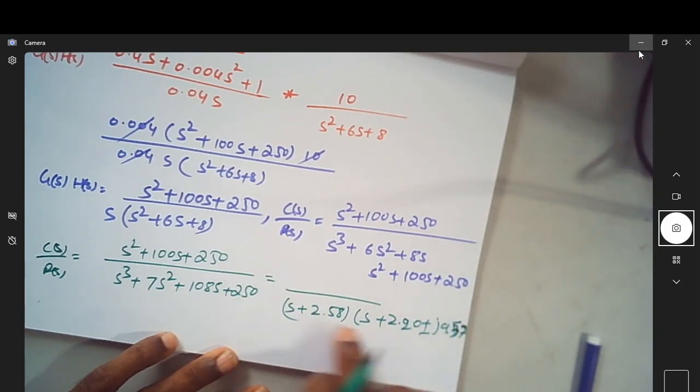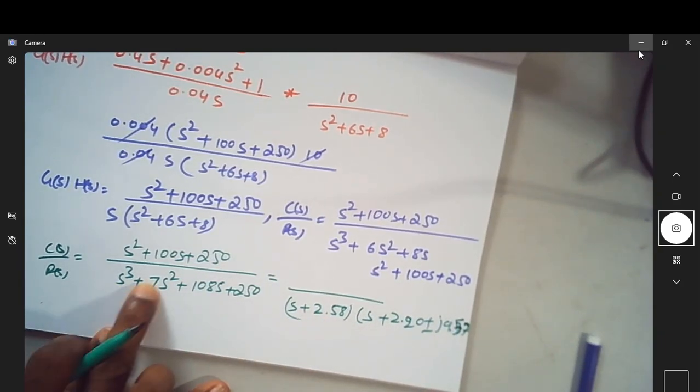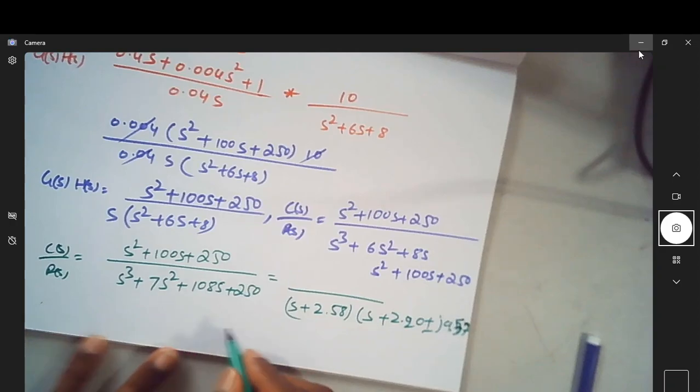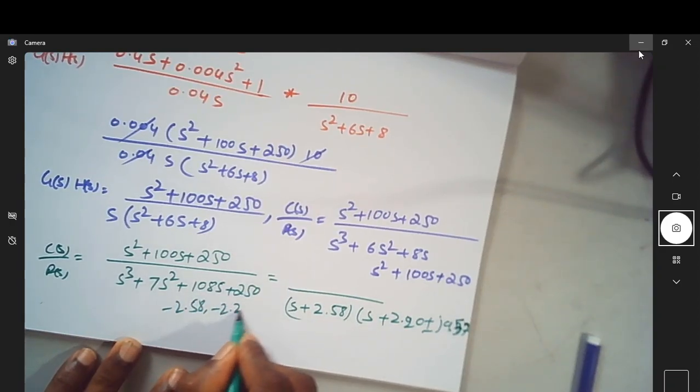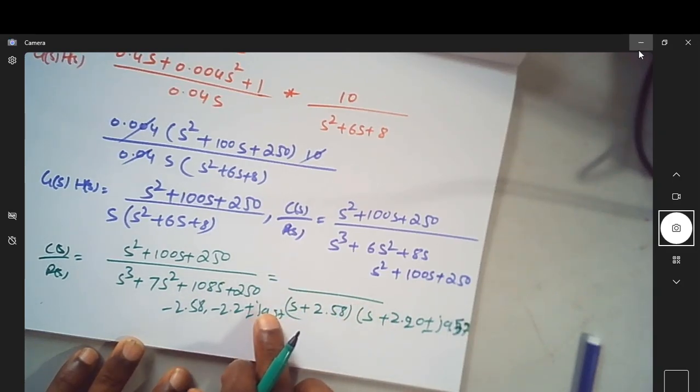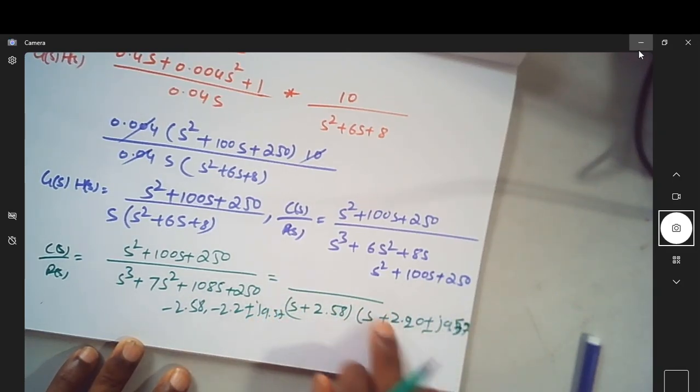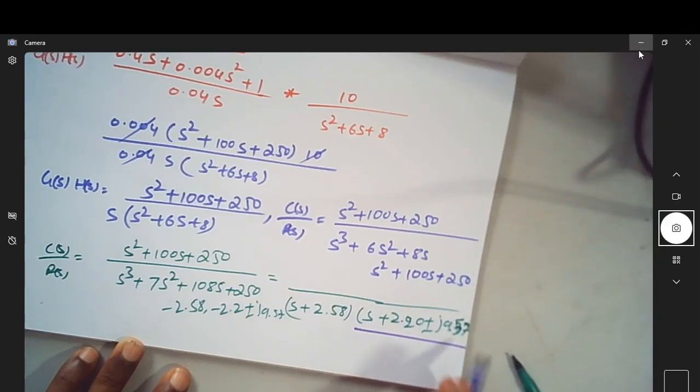You can verify this. So find the three roots of this. One of them is minus 2.58, the other one is minus 2.2 plus or minus j 9.57. So these are the roots. Now out of these three poles, these two are dominant poles.